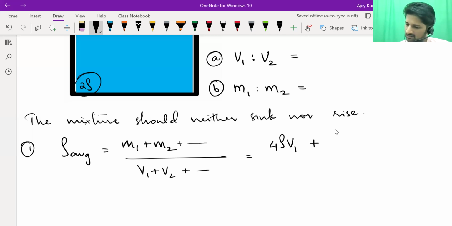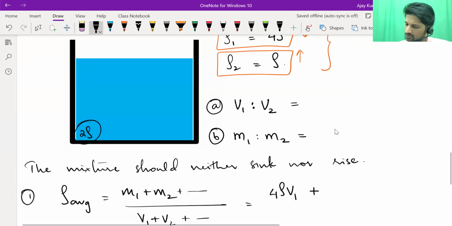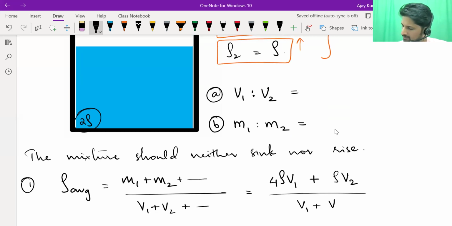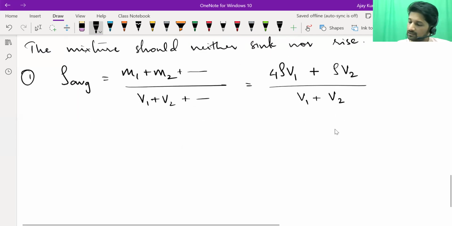Next, the second material. Second density into second volume: rho into V2. Divided by the total volume, which becomes V1 plus V2. From this, you have to find out the ratio of V1 to V2. Now, this average density should become equal to that of the liquid, 2 rho. That's all. After that, it's just a rearrangement of the equation.